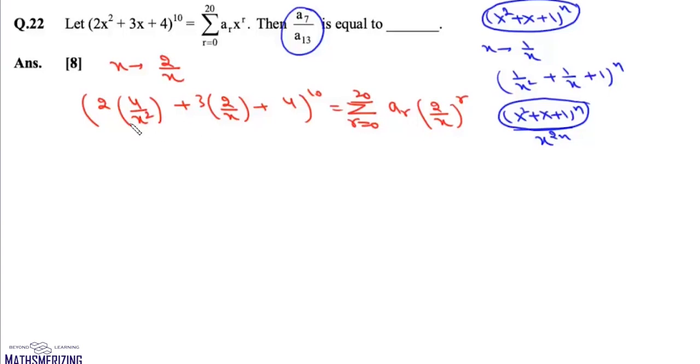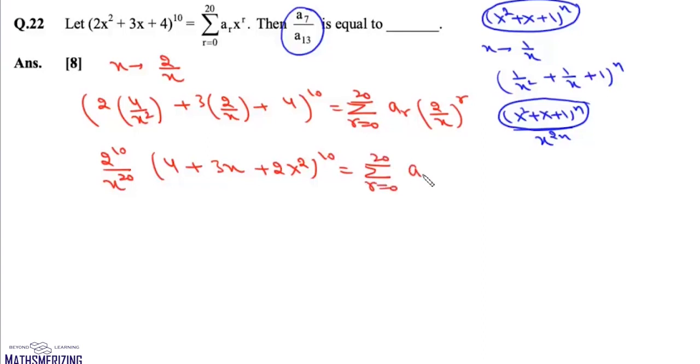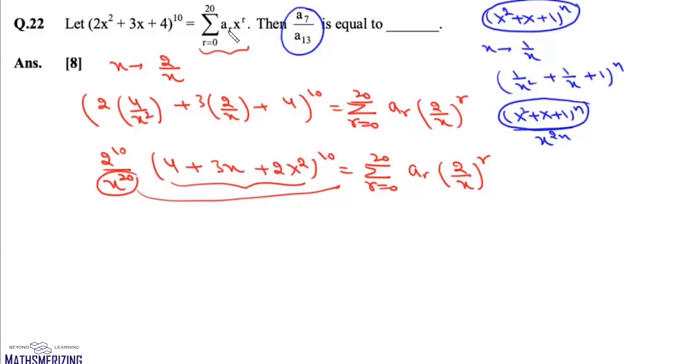Now here what we'll do is, we'll take 2 upon x square common. So we'll take 2 upon x square common, we'll get 2 to the power 10 upon x to the power 20, and here it'll be 4 plus 3x plus 2x squared to the power 10, and it'll be equal to the summation r varies from 0 to 20 A_r into 2 upon x to the power r. Now what we'll do is, we'll take this x to the power 20 on the right hand side, and we can write this 4 plus 3x plus 2x squared to the power 10 as the summation r varies from 0 to 20 A_r x to the power r.